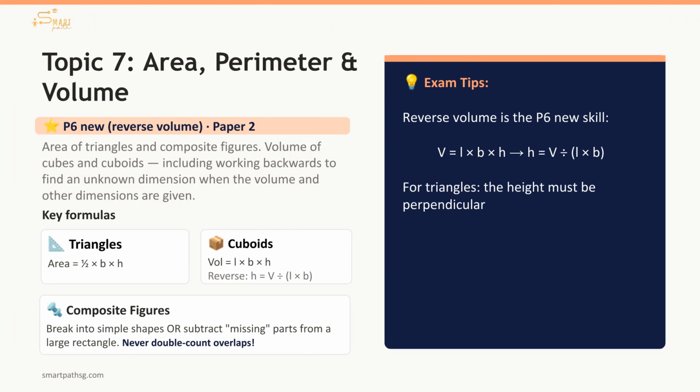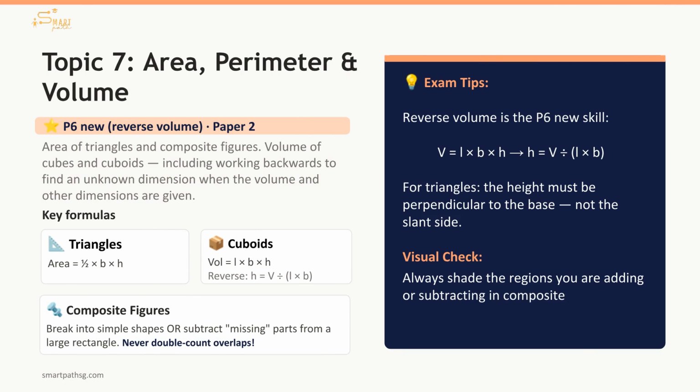Topic 7 is reverse volume, a new skill at P6. Given the volume and 2 dimensions, find the third. This is simply V equals L times B times H, rearranged.